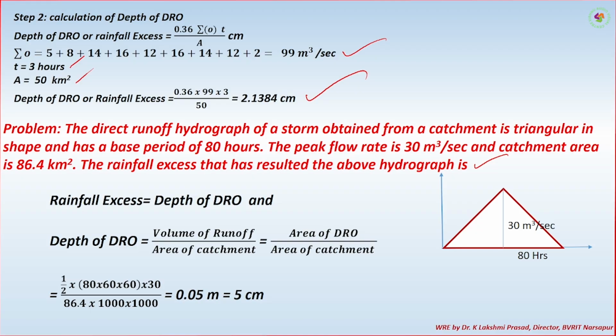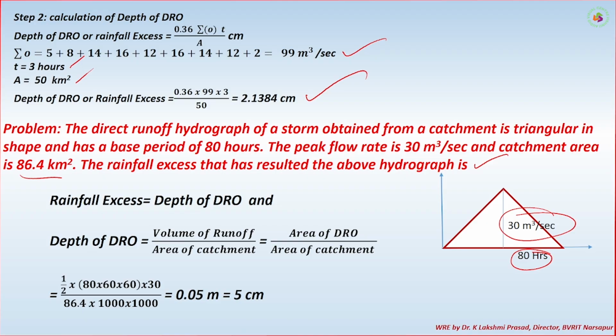So now you see, this is the triangle, right? The base is how much? 80 hours. Peak is how much? 30 m³/s. So the depth of direct runoff formula I cannot use, because if I have ordinates, ΣO × T / A, I can do it. But there is nothing like this here. So that's why I go to the basics. From where I got 0.36 × ΣO × T / A, I will go to that and then do the things.